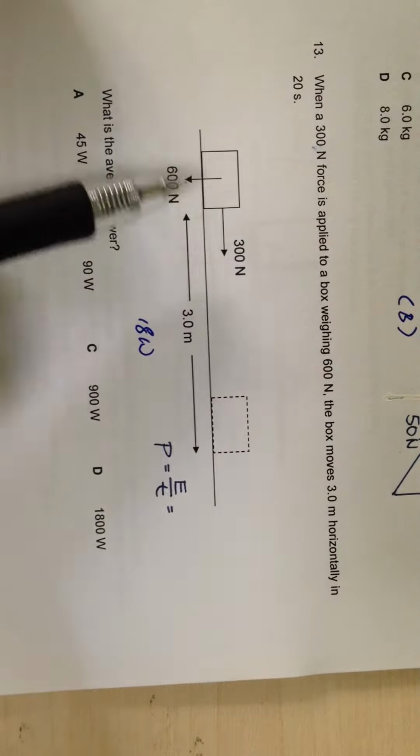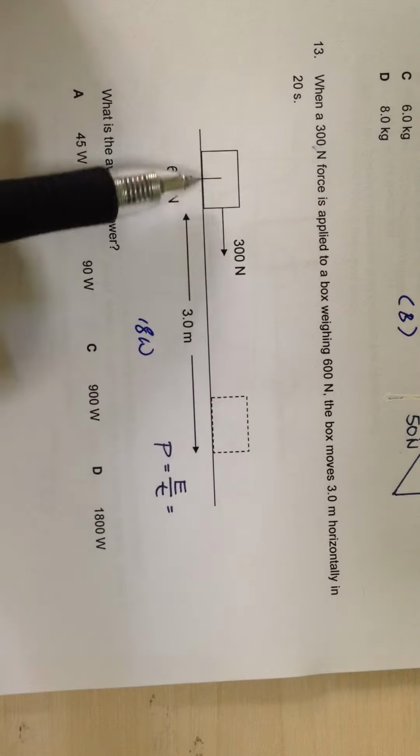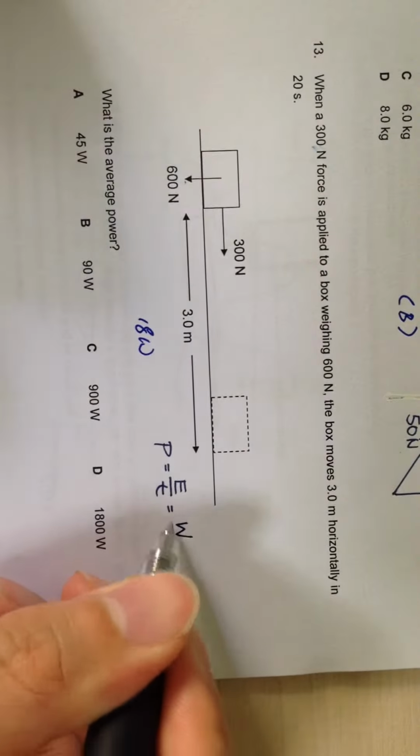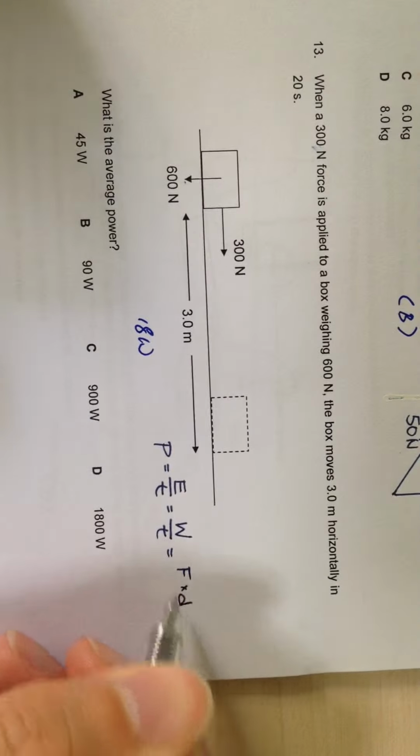Now, in this case, they didn't tell you any information on speed. So you know that KE can't do anything about it. About PE, since they are moving on the same level, there will be no change in PE. So that leaves you with work done. And you know that work done can be expressed as force times distance.